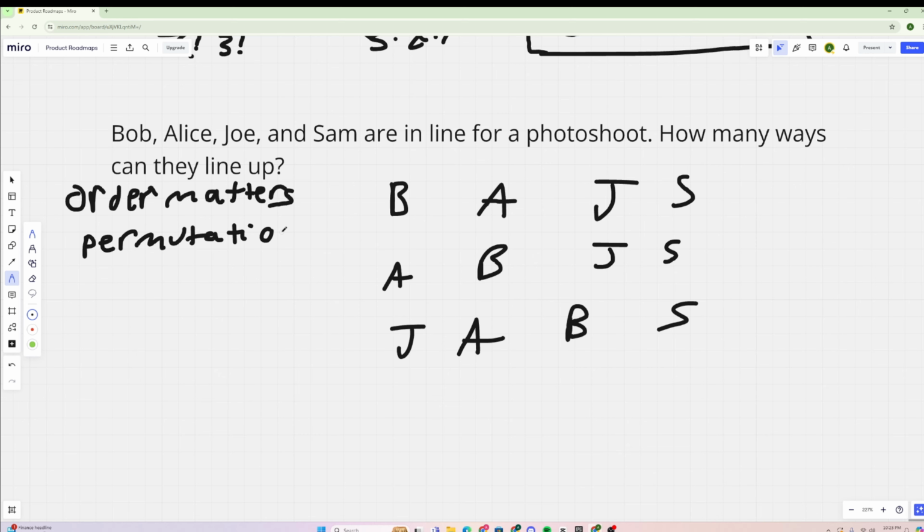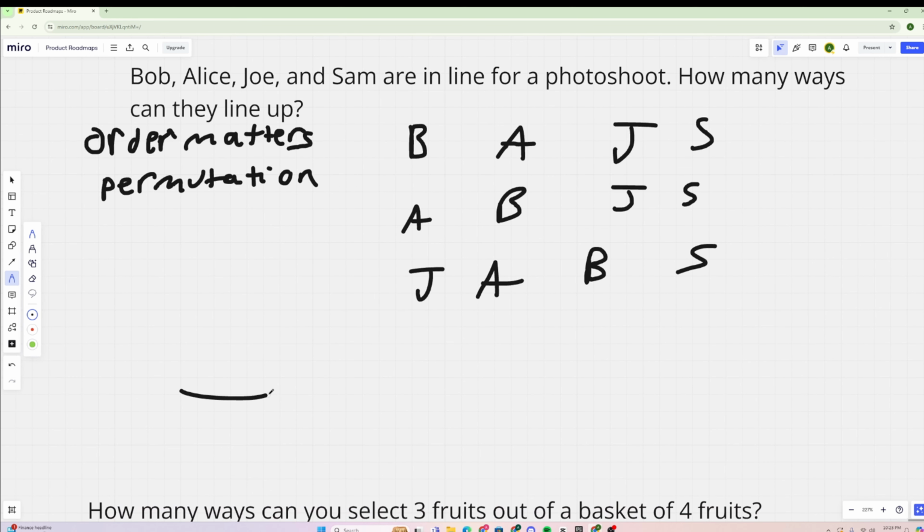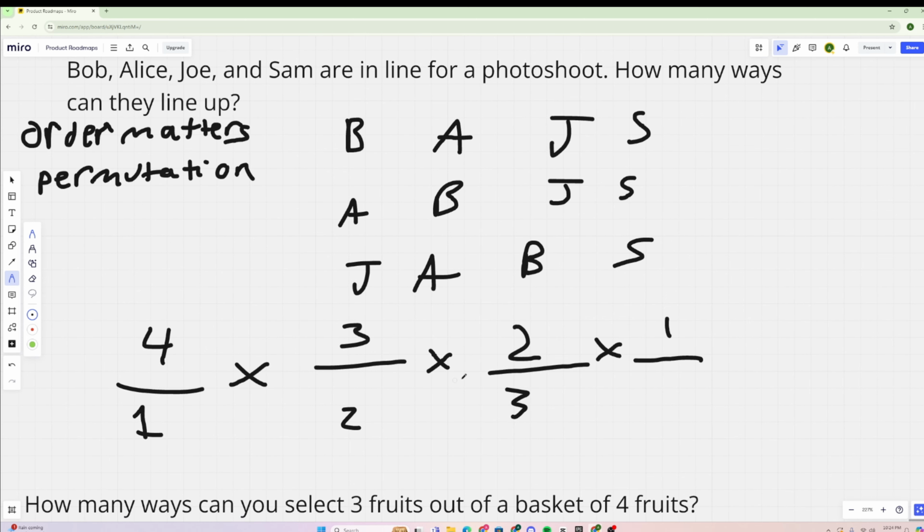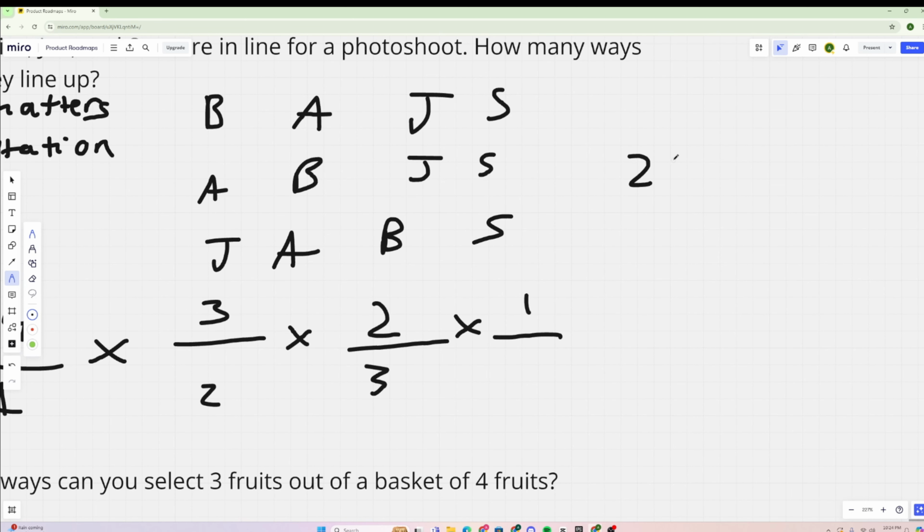All right. And again, I'm going to use those 4 lines, because there's 4 people. So, how many people can be in the first seat? Well, Bob, Alice, Joe, Sam. So there's 4 of them, right? How many can be in the second? 3 of them, because one of them is already in the first. How many can be in the third seat? 2. And then there's only 1 left, right? So it'd be 4 times 3 times 2 times 1, which is 24.